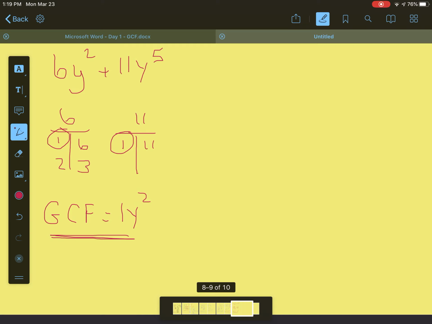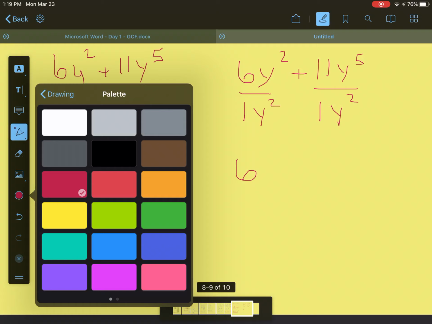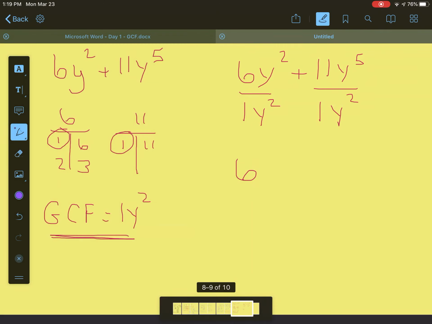Okay, now the next step, we're going to divide it out. So we've got 6y squared plus 11y to the 5th, our original problem, and we're dividing it by our GCF, which is 1y squared, okay? So 6 divided by 1 is just 6. And then the y squared over y squared, remember what we said on the last one, that is just going to simplify to 1, or sometimes we say cancel out. Okay, so we're just left with 6 for the first part.